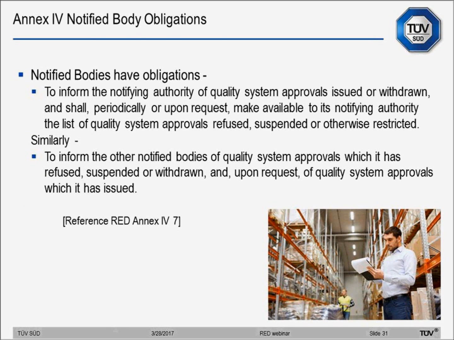Similarly, for Annex 4, notified bodies have specific obligations as well. They need to inform their notifying authority of quality systems that have been approved, and also they need to inform other notified bodies of quality system approvals which have been refused, suspended, withdrawn, or, upon request, of quality system approvals which it has issued. Again, in these slides, at the bottom of the slides, you will see there are references that you can look at at a later date.